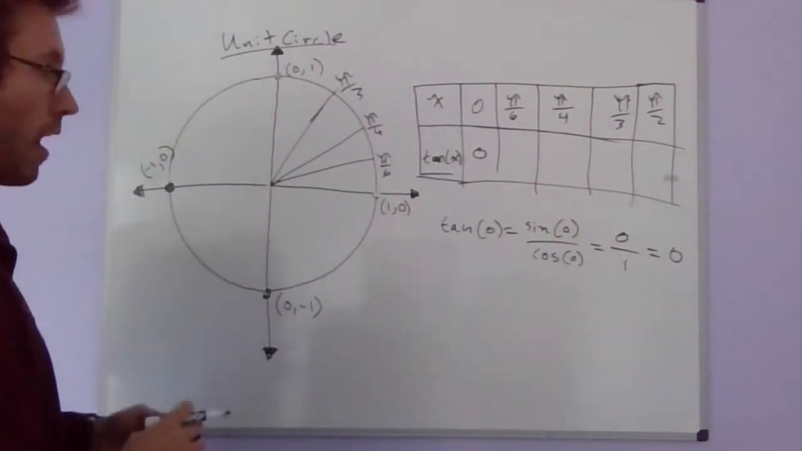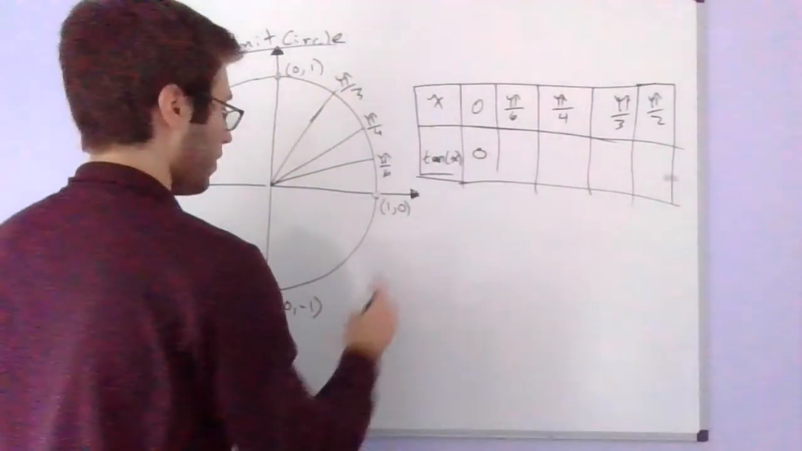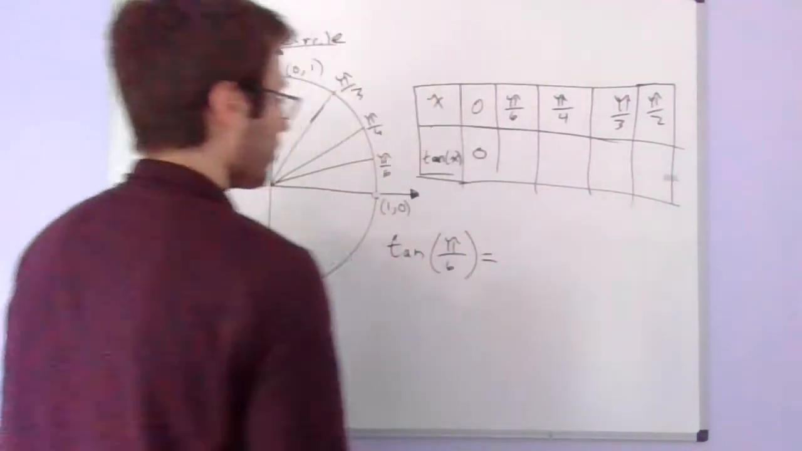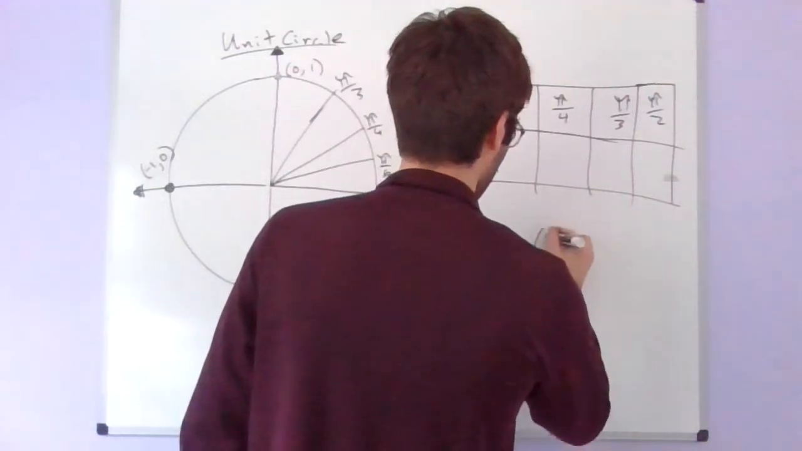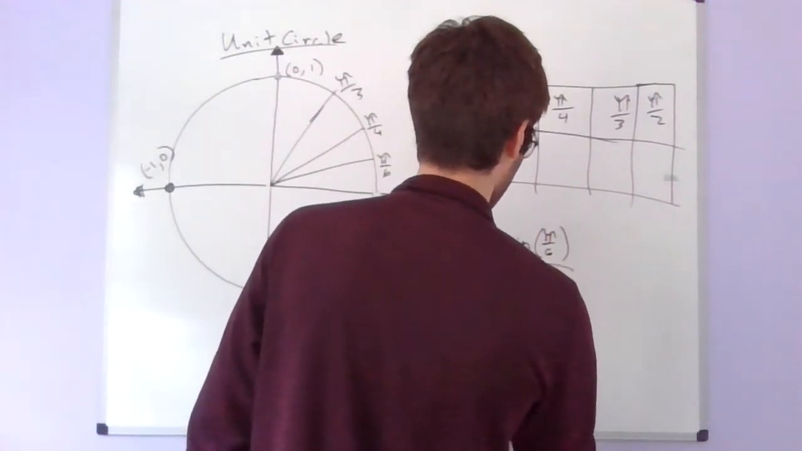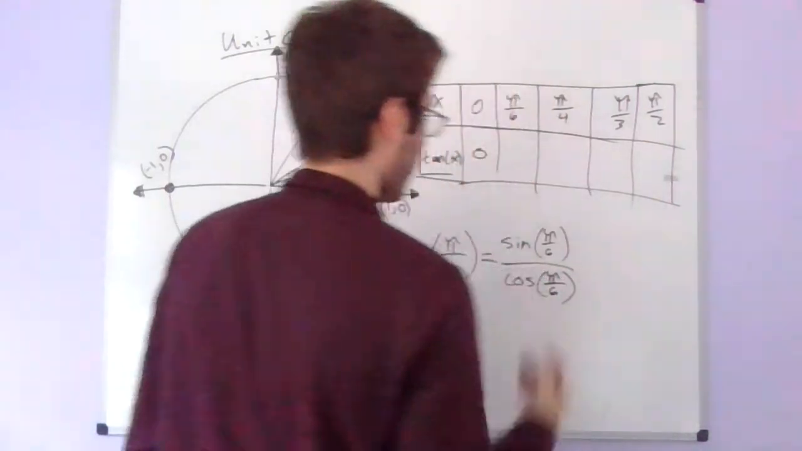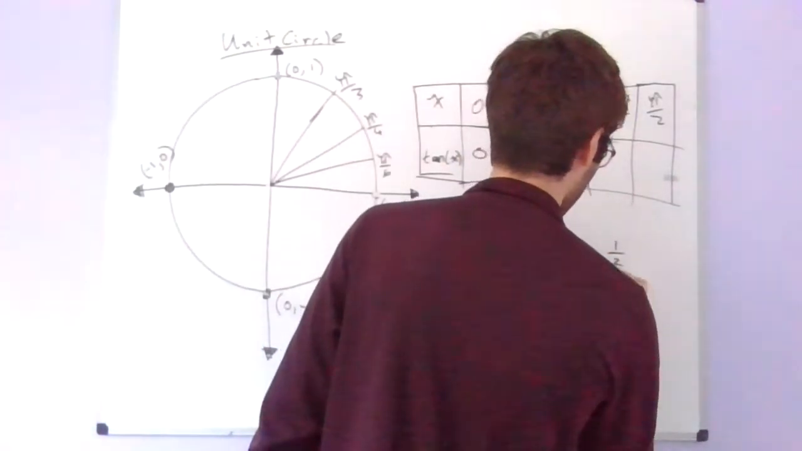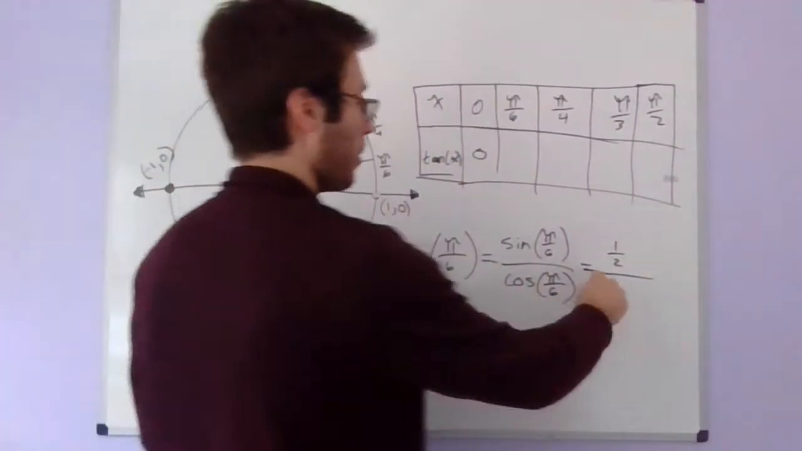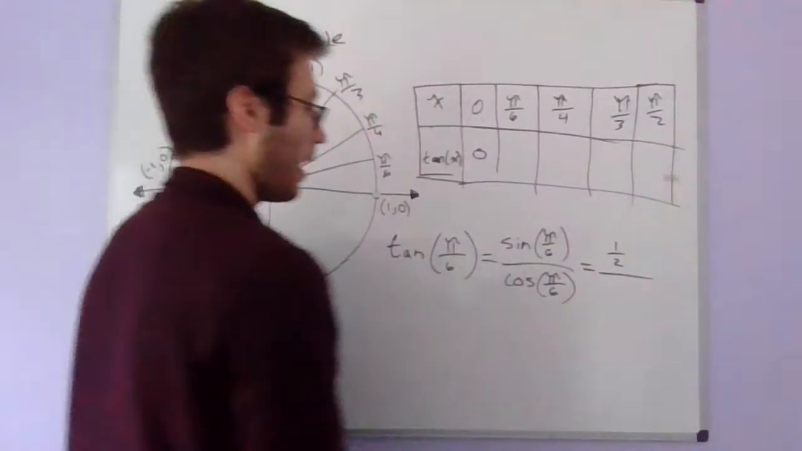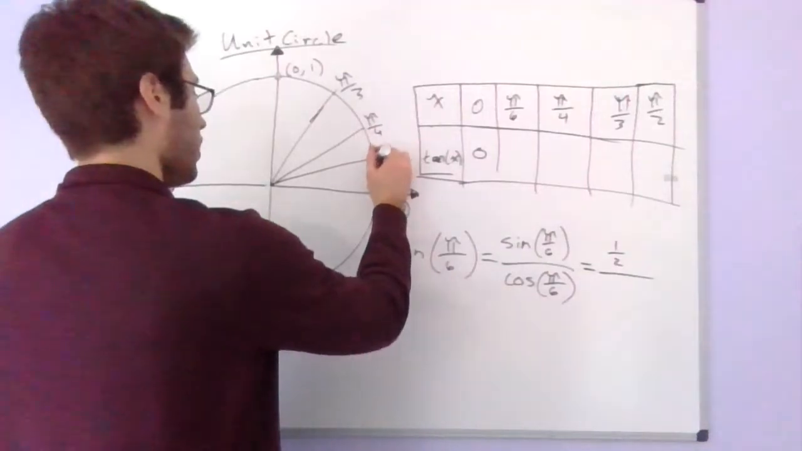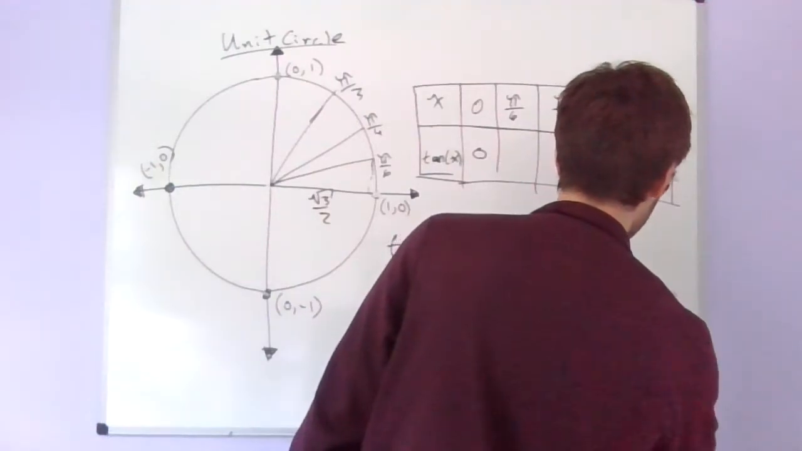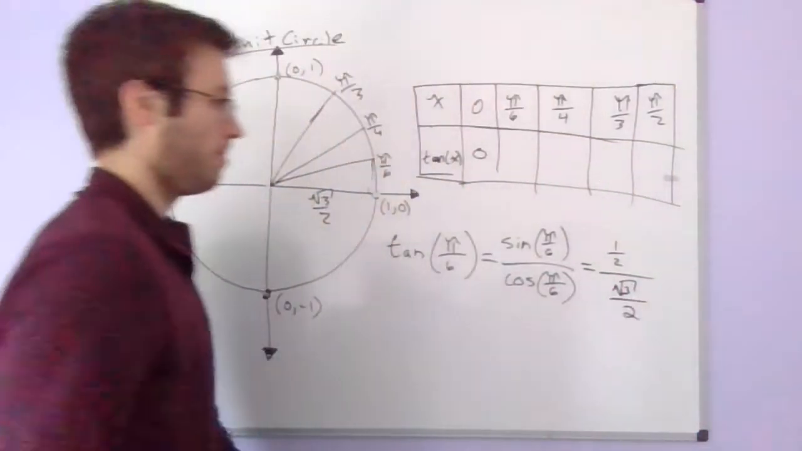Now let's go on to tangent of pi over 6. Tangent of pi over 6 is the same thing as sine of pi over 6 over cosine of pi over 6. Sine starts at 0, and its next smallest value would be 1/2. So it would be 1/2 divided by cosine of pi over 6. You know it's going to be the longer side, so this would be square root 3 over 2.